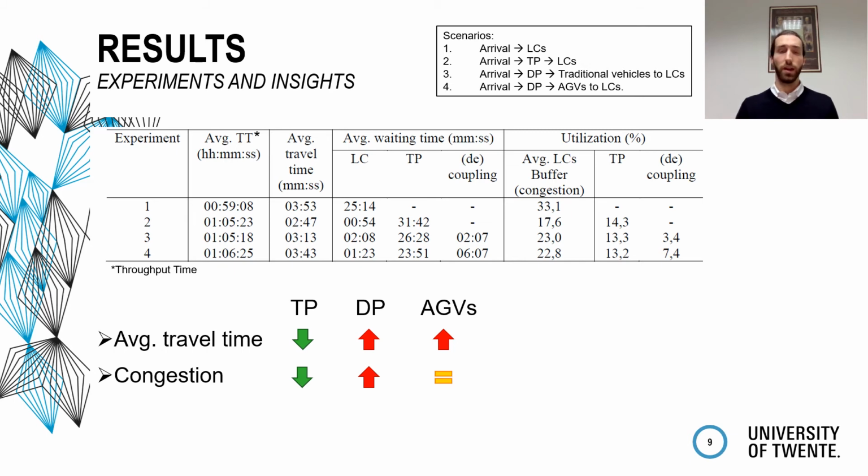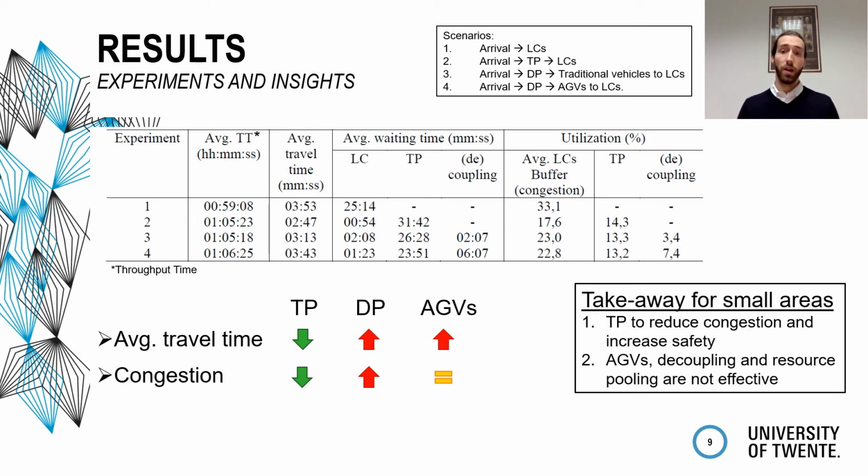So what can we understand from this? Our takeaway for small areas only is that truck parking reduces congestion and increases safety. However, AGVs, decoupling, and the fact that we pool resources together doesn't really have any proper benefit for small areas. That is probably because for AGVs to have some effect with their, for example, smarter routing or awareness on congestion, you would want to have a more complex system like a port area.